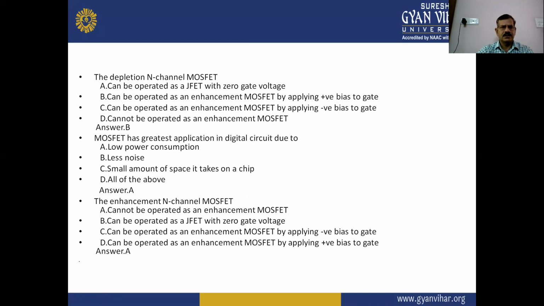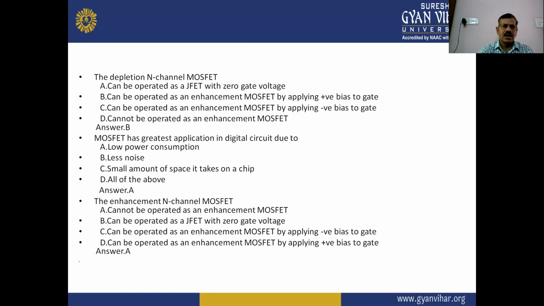In the next question, the depletion N channel MOSFET: option A, can be operated as a JFET with zero gate voltage. Option B, N channel MOSFET can be operated as an enhancement MOSFET, or E MOSFET, by applying positive bias to the gate terminal. Option C, N channel MOSFET can be operated as an enhancement MOSFET by applying negative bias voltage to the gate terminal. And option D, N channel MOSFET cannot be operated as an enhancement MOSFET.